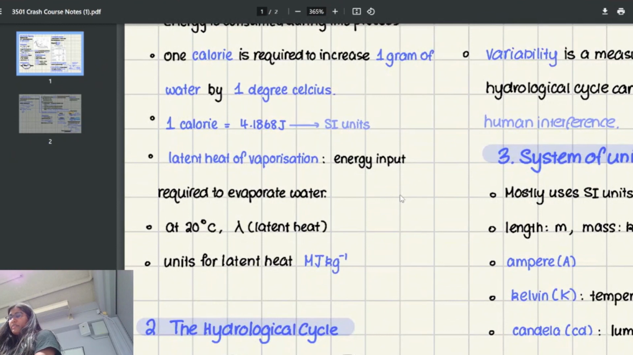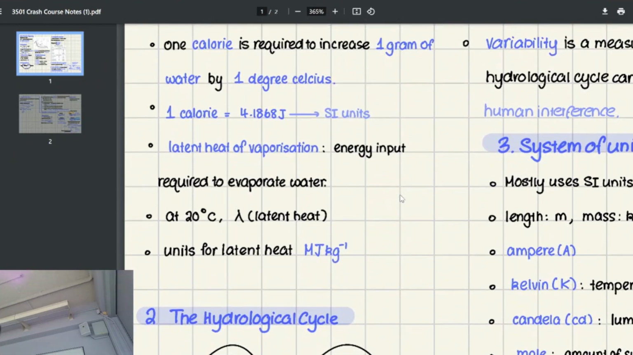Another important term is the latent heat of vaporization, which is basically the energy input required to evaporate water. Evaporation, which I'll go into a little bit more detail in the coming slides, is basically just the movement of water from a water surface. So there has to be a water body there for evaporation to occur, and it's from the surface of that water body to the atmosphere.